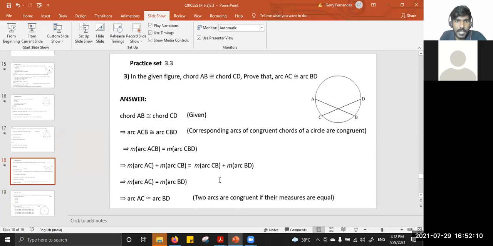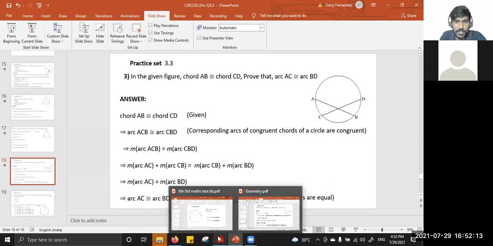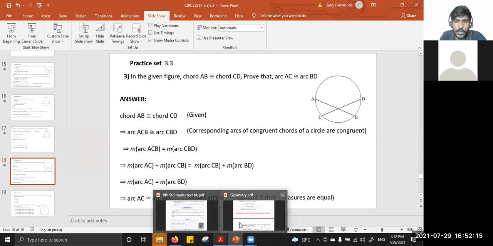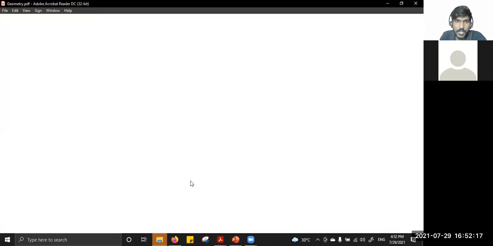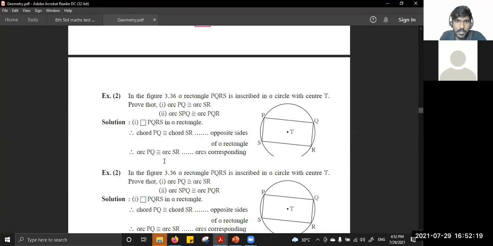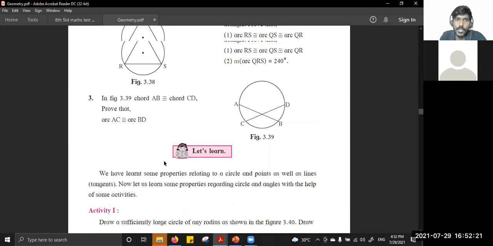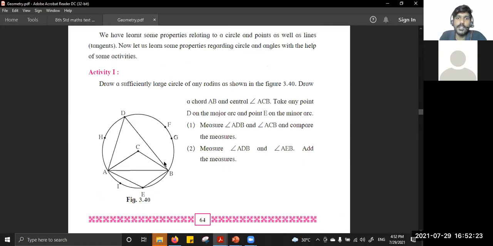Is the third sum the last one, or is there any more sum after that? Which practice set have we done? 3.3. Okay. Yeah, third one is the last one. We'll move on then. So 3.3 is done. 3.4.